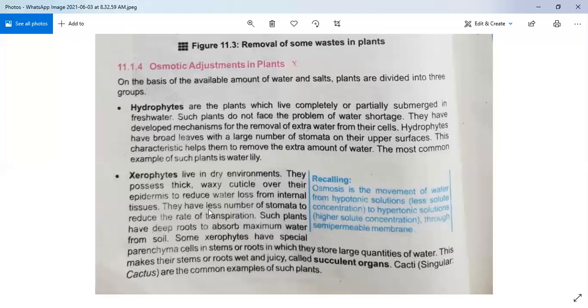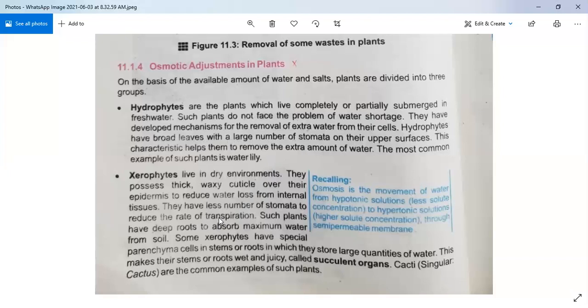So they have a smaller number of stomata. In the above discussion we saw that hydrophytes have a large number of stomata, because they live completely or partially submerged in water. But xerophytes live in dry weather with very hot sunshine, so they have fewer stomata to reduce the rate of transpiration.